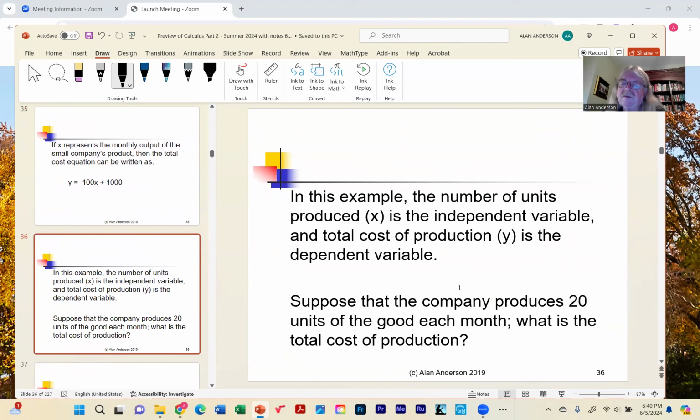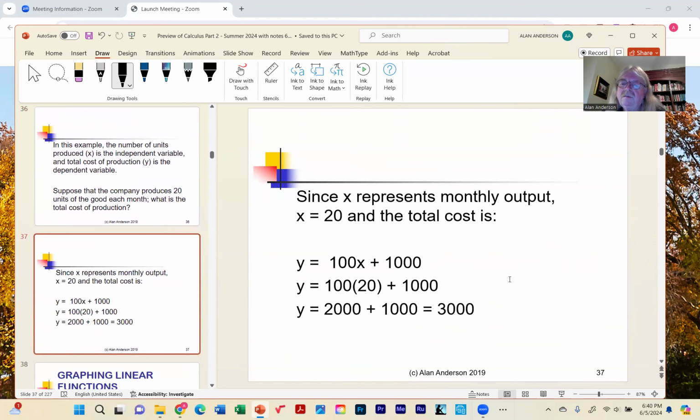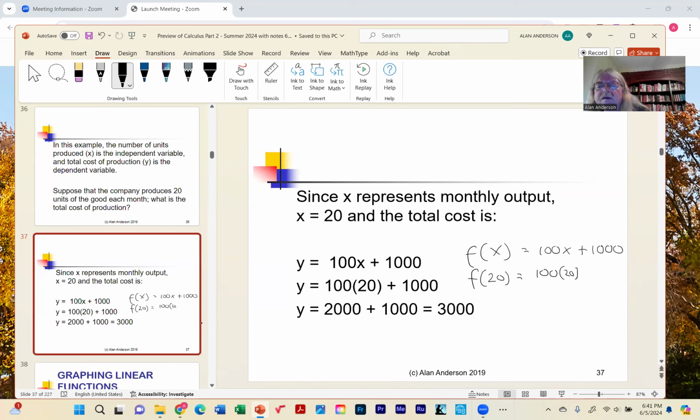If we produce 20 units of the product every month, well, it's pretty clear. I mean, we're basically evaluating this function at X equals 20. You could also rewrite this as a function, and then we note that F of 20 is 100 times 20 plus 1,000. And that's 3,000.